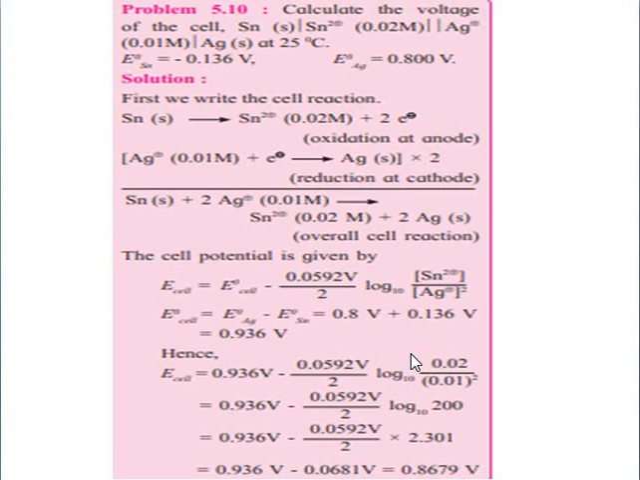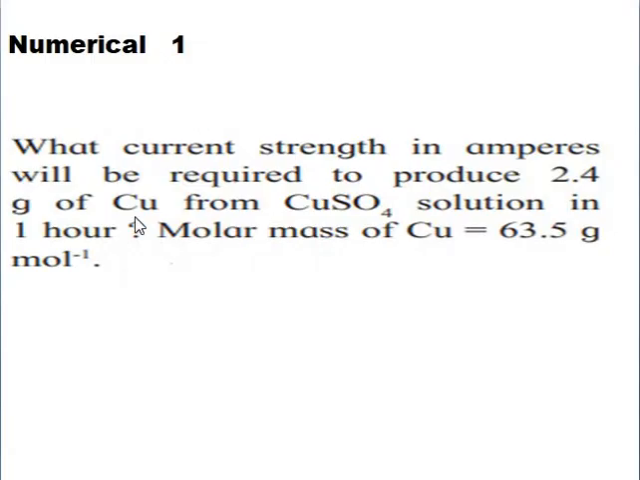Another 2 numericals are taken for homework. First is numerical 1. What current strength in amperes will be required to produce 2.4 grams of copper from copper sulfate solution in 1 hour? The molar mass of copper is 63.5 grams per mole. Use the aspects of the electrolysis process, that is, Faraday's first law and second law derivations and their equations, for the numerical, and solve for the current strength in amperes.